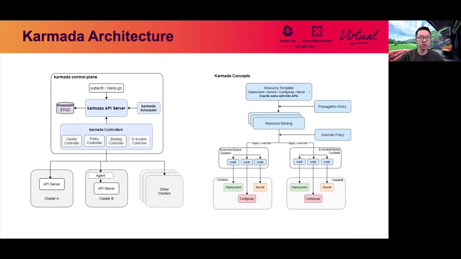Here's the architecture overview of the Karmada project. Karmada runs its own API server to provide template APIs, which are exactly the same definition as Kubernetes. And policy APIs, including propagation policy and override policies, are also key concepts provided by Karmada. Particularly, the synchronization mode between the Karmada control plane and the member clusters can be done either by a centralized controller or by agents, which is very useful in different network environments.